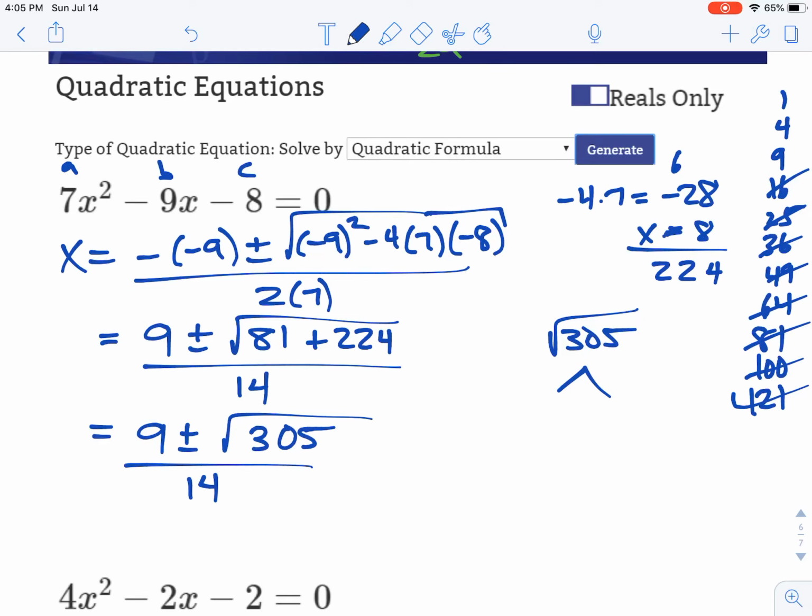Yep, nothing seems to be working here. 305 divided by 9, yep, nothing's going to work here. It's not going to be divided by 4 because it's not even. So that's actually it. That's going to be our answer: 9 plus or minus the square root of 305, over 14. You could break this up and call it 9 over 14 plus or minus the square root of 305 over 14. But is that really simpler? Not really. It's just a different way to write it.